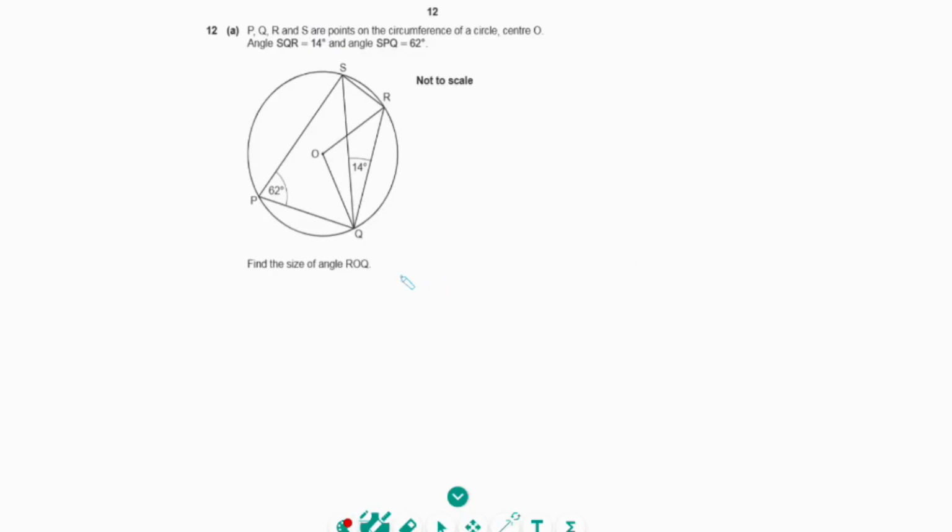Okay, we've got circle theorems. We've got P, Q, R, and S are points on the circumference of a circle, centre O. Angle SQR is 14 degrees and SPQ is 62 degrees.